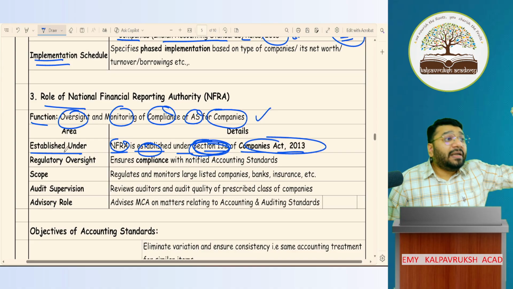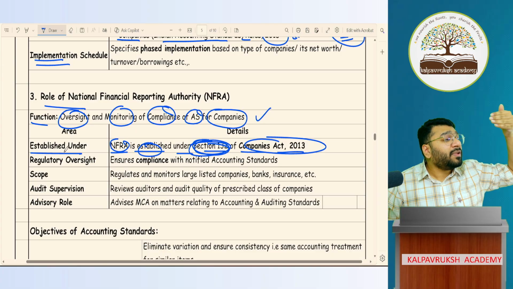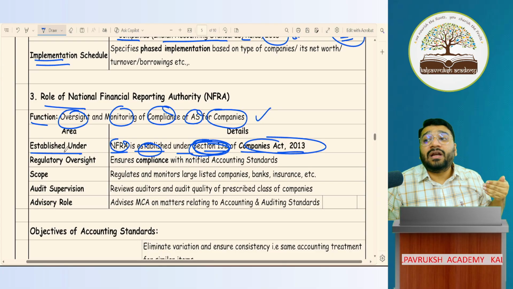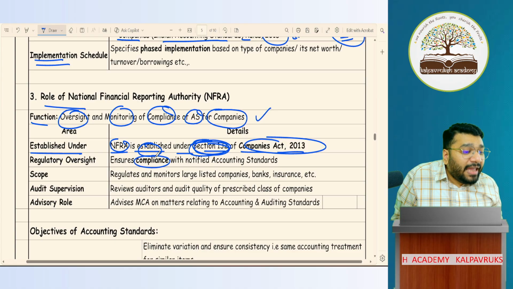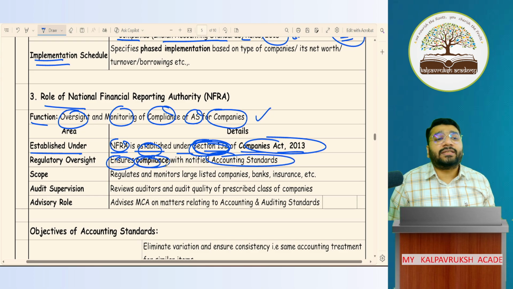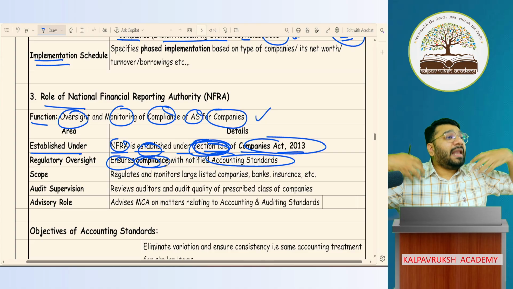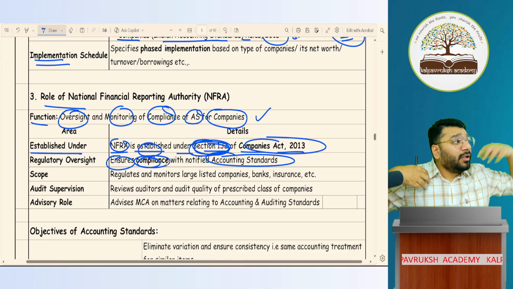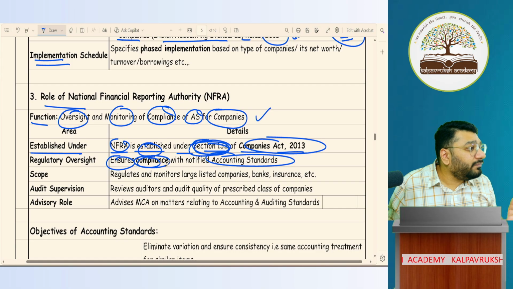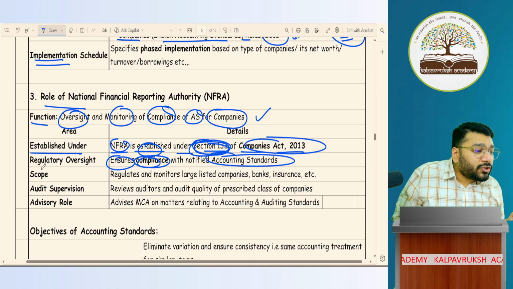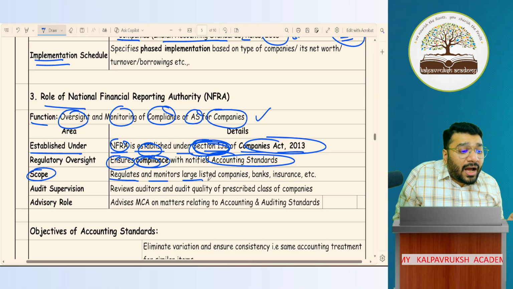So they have multiple roles. If you go to Section 132, you'll understand the different roles of NFRA. One such role is to ensure that all the companies are complying with the notified accounting standards. So if I'm a company, whether I'm following proper accounting standards or not, to monitor that, NFRA will play a very important role. Scope: regulates and monitors large listed companies, banks, insurance, etc.